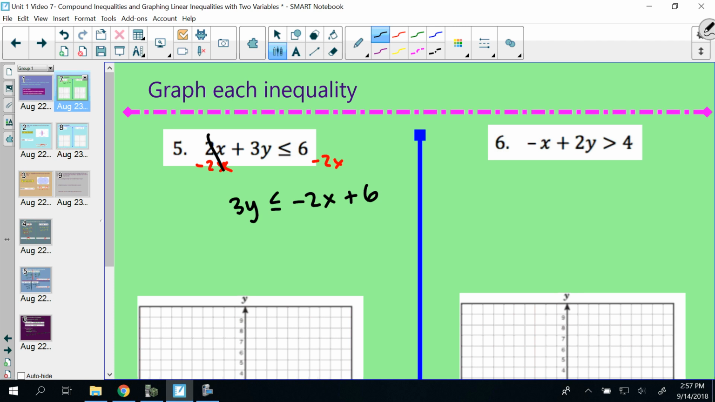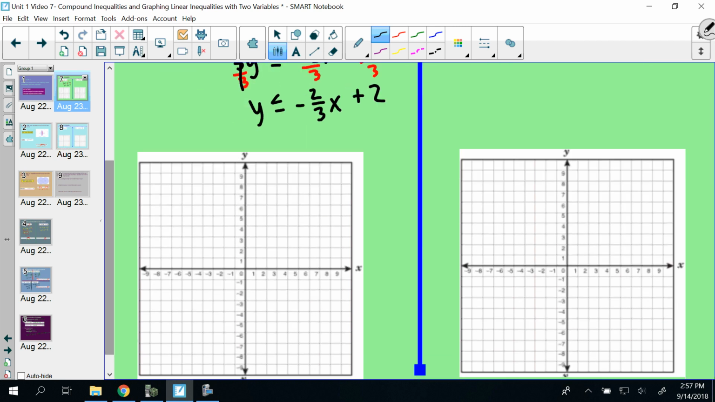Okay, now we want that 3 gone. So divide, and you got to make sure you divide everything by that number. So now we got y is less than or equal to, since 3 doesn't divide into negative 2, we'll leave it as a fraction for graphing here. 6 divided by 3 is 2. So now you go down to your graph like you normally do, getting points here. So start at 2. Our slope is down 2, right 3.